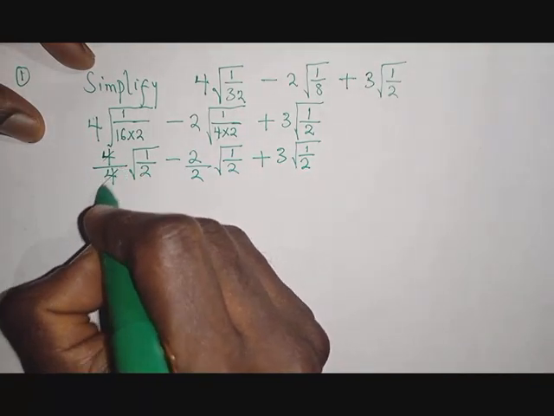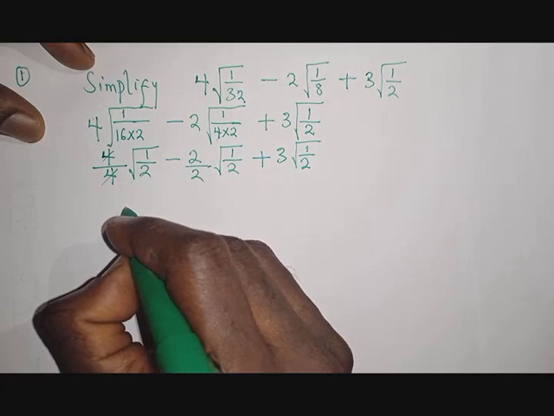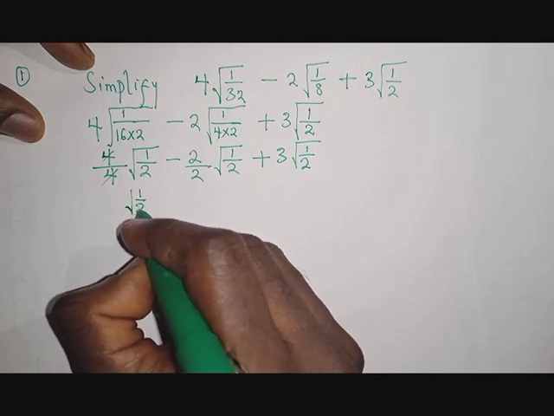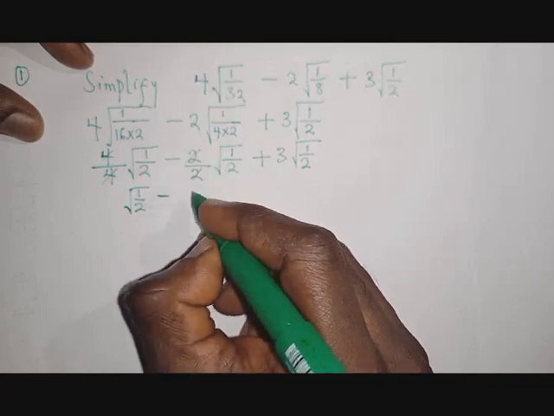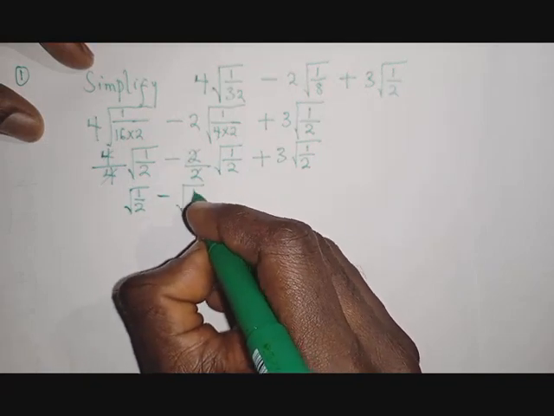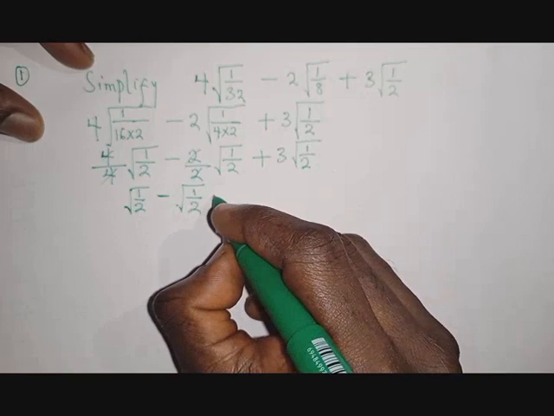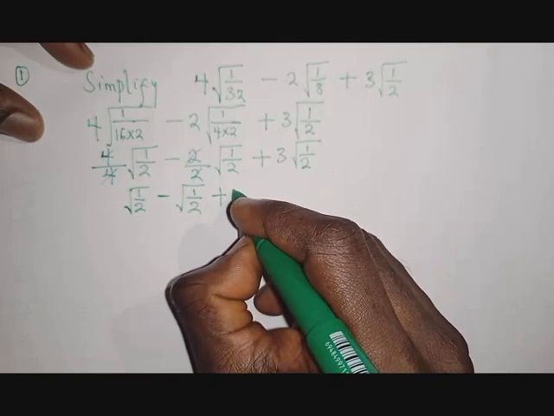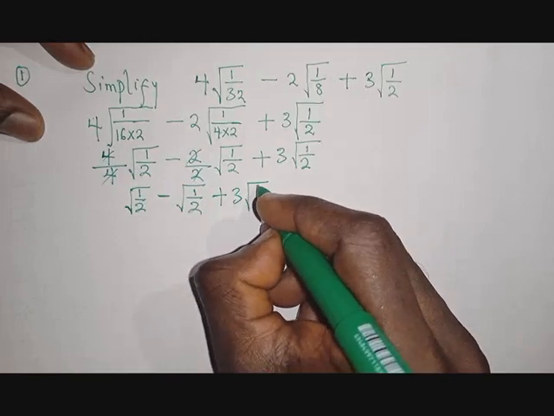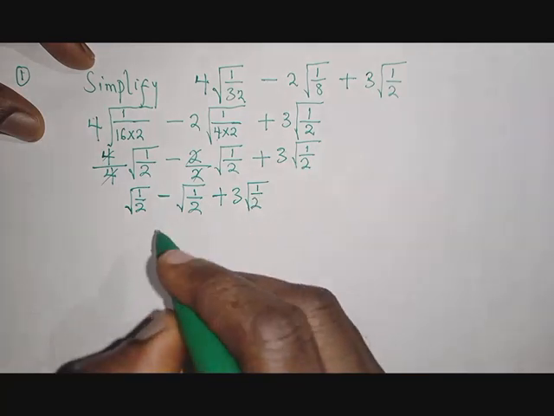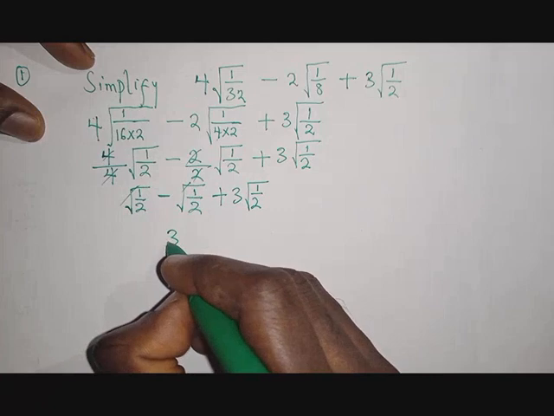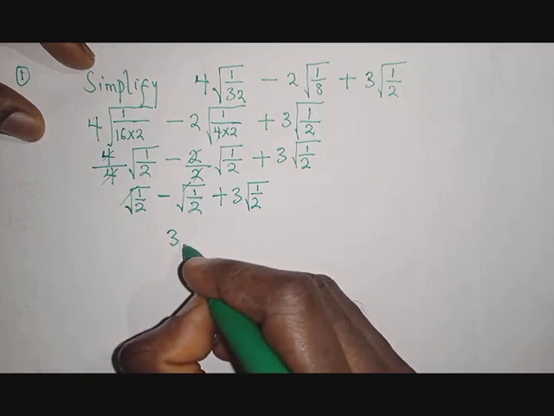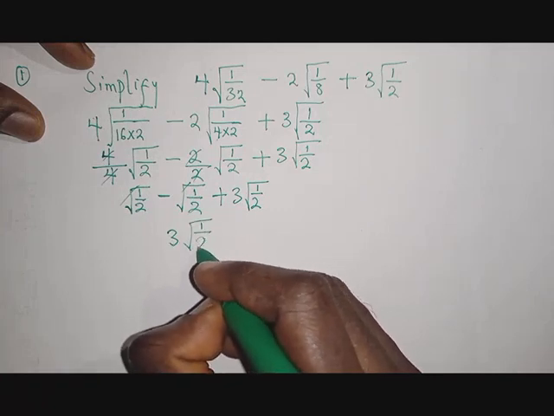Now, of course, this cancels out. I'm going to be left with 1 over 2 inside the square root. This is going to cancel out 2, and I'm going to be left with 1 over 2 in the square root. And this is 3 square root of half. Of course, these are going to cancel out, so I'm simply left with 3 square root of 1 over 2.